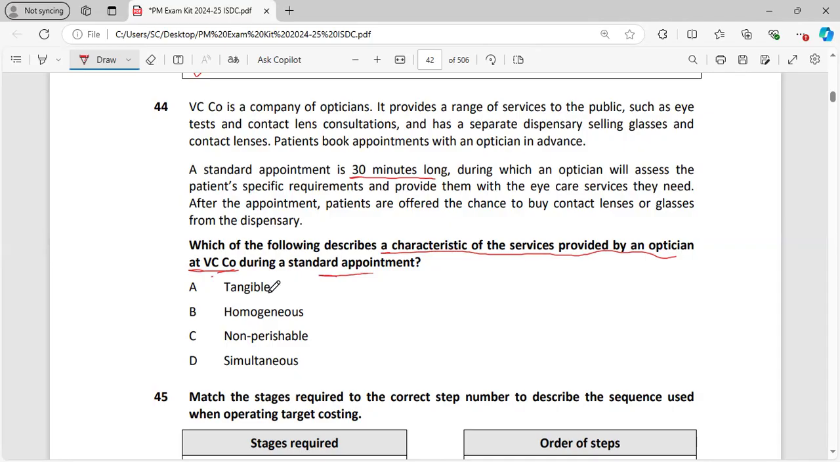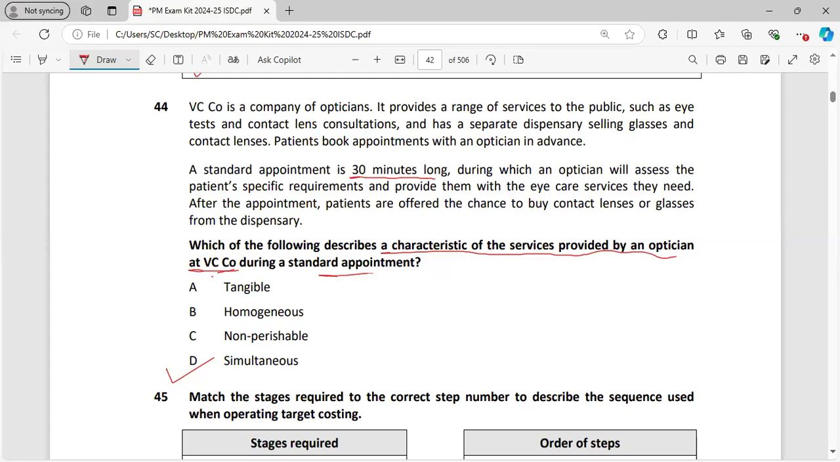Tangible, homogeneous, non-perishable, simultaneous. So simultaneous. Simultaneous is what? Where we are providing two services side by side. So this is called what? This is called the simultaneous process.